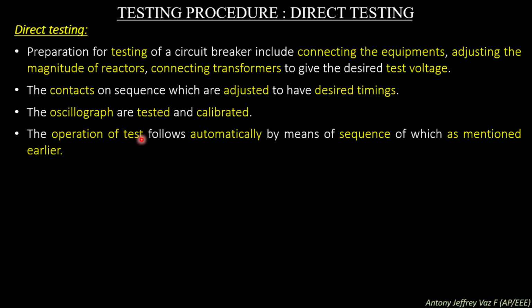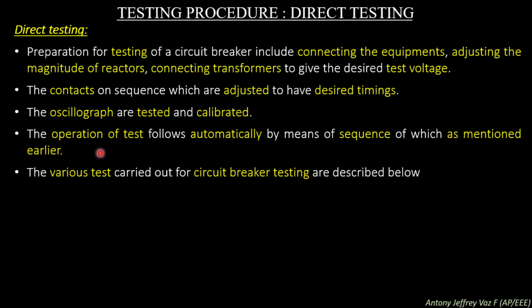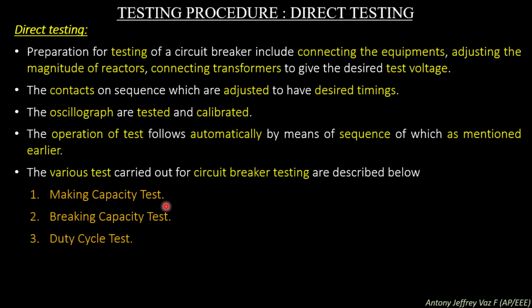The operation of the test follows automatically by means of the sequence switch as mentioned earlier. So, the complete test is made by the sequence switch, and the sequence switch is calibrated as per the automatic operation by the research scientist and the operating personnel present in the testing station. Various tests carried out for circuit breaker testing are described below. First one is the making capacity test, breaking capacity test, duty cycle.